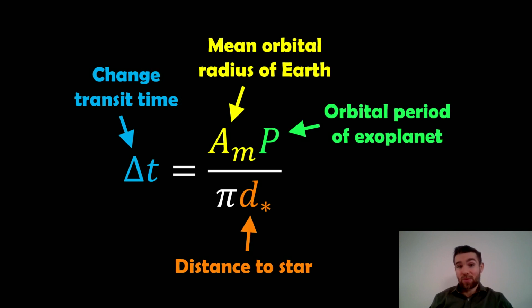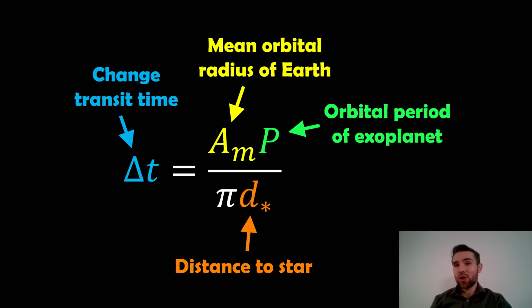So if you want to calculate the change in transit time, so the difference between each successive transit, we can use this equation here. It relates to the mean orbital radius of Earth, which is going to be 1 AU. That's the distance between the Earth and the Sun, averaged out over 1 year. You've then got the orbital period of the actual exoplanet itself, and then the distance to the star.